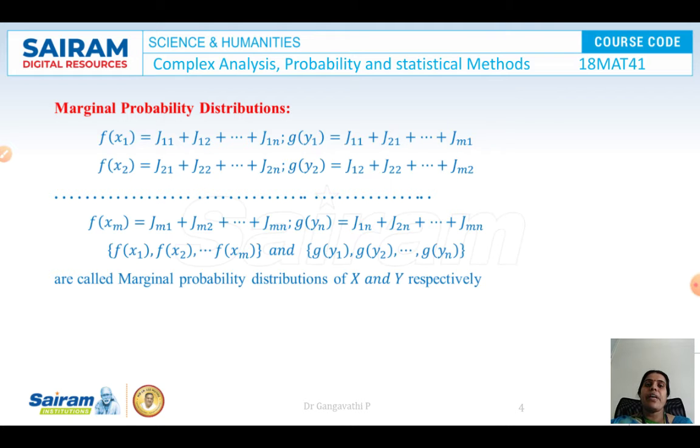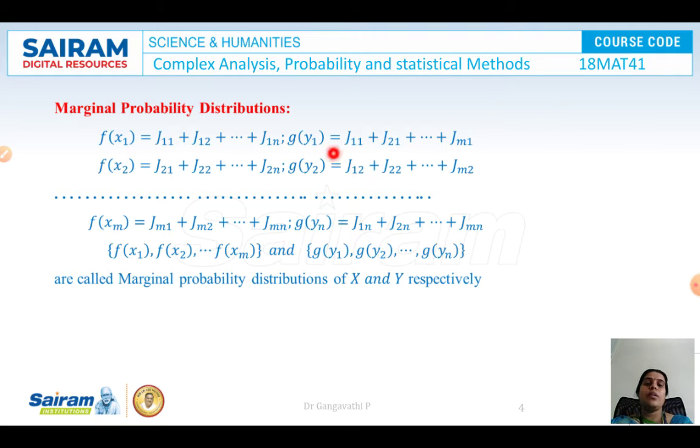So I was telling you f of x1, f of x2 and so on, f of xm are the marginal distributions of x, and g of y1, g of y2 and so on, g of yn are the marginal distributions of y. What exactly are these marginal distributions? f of x1 is adding the first row elements. You can observe the x value is fixed here, first value of x, first value of x and so on, where the y values keep changing, 1, 2 and so on up to n. When I add these joint distribution elements, it gives us f of x1.